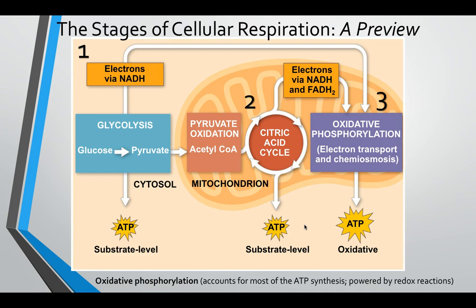The last stage of respiration is going to be your oxidative phosphorylation. Oxidative phosphorylation has 2 parts, the electron transport and chemiosmosis. The ATP created through oxidative phosphorylation is an oxidative process, and 90% of your ATP is going to be generated through step 3, the oxidative phosphorylation. The goal of cellular respiration is to generate as much ATP as possible.